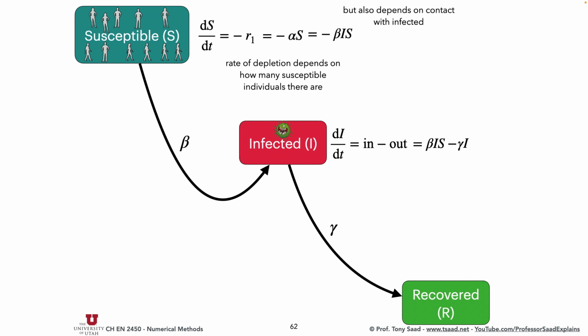And then finally, once you're recovered, yay. There's only one option for recovered, and that is to increase over time. So its rate of change is only positive, and it's exactly equal to how many people are leaving infected, which is plus gamma I.